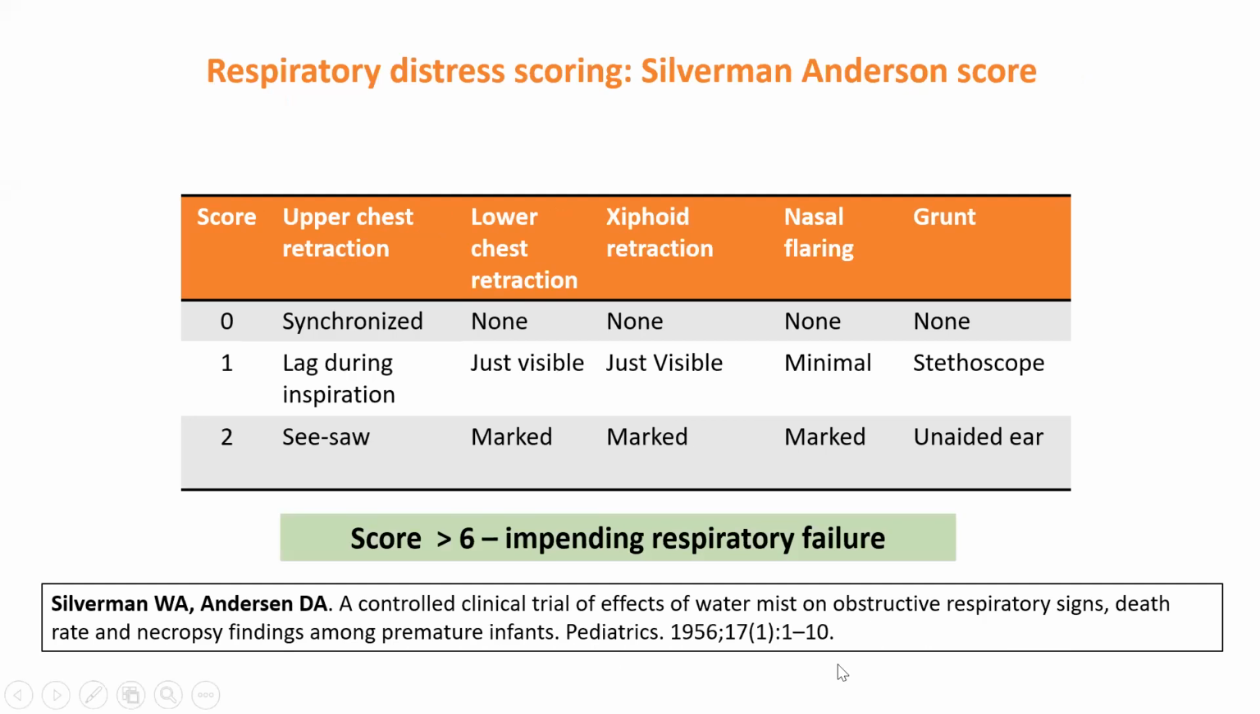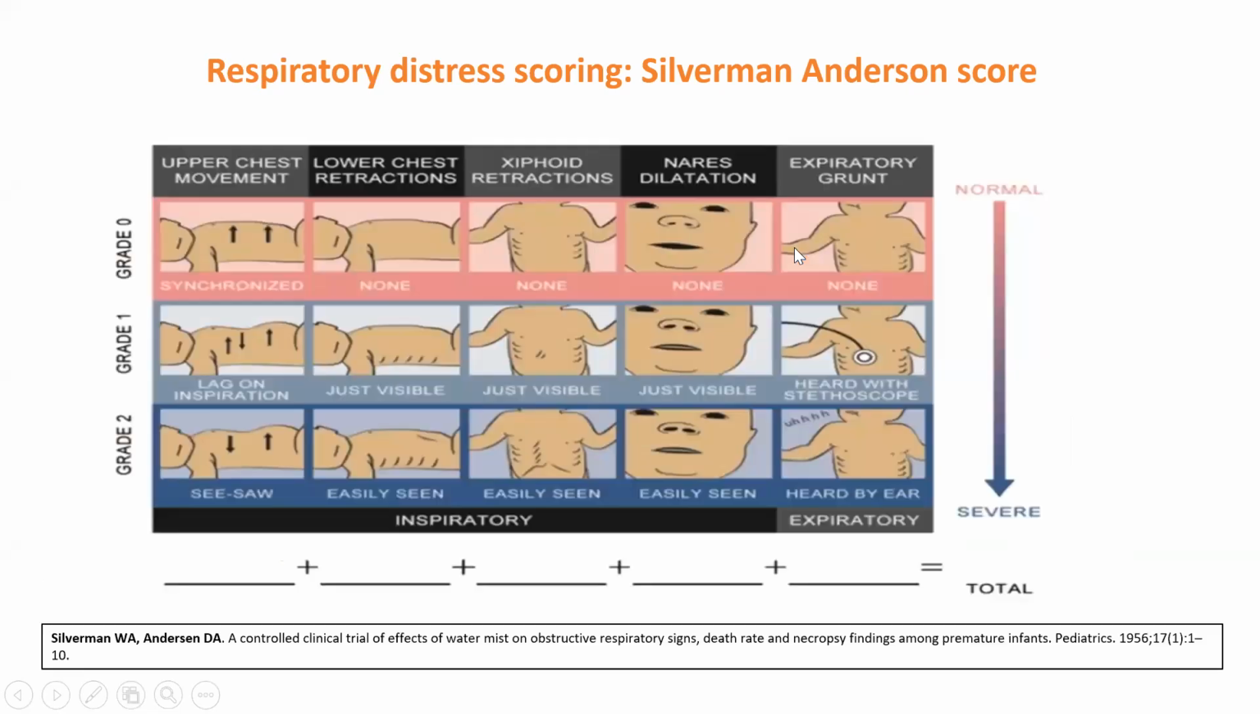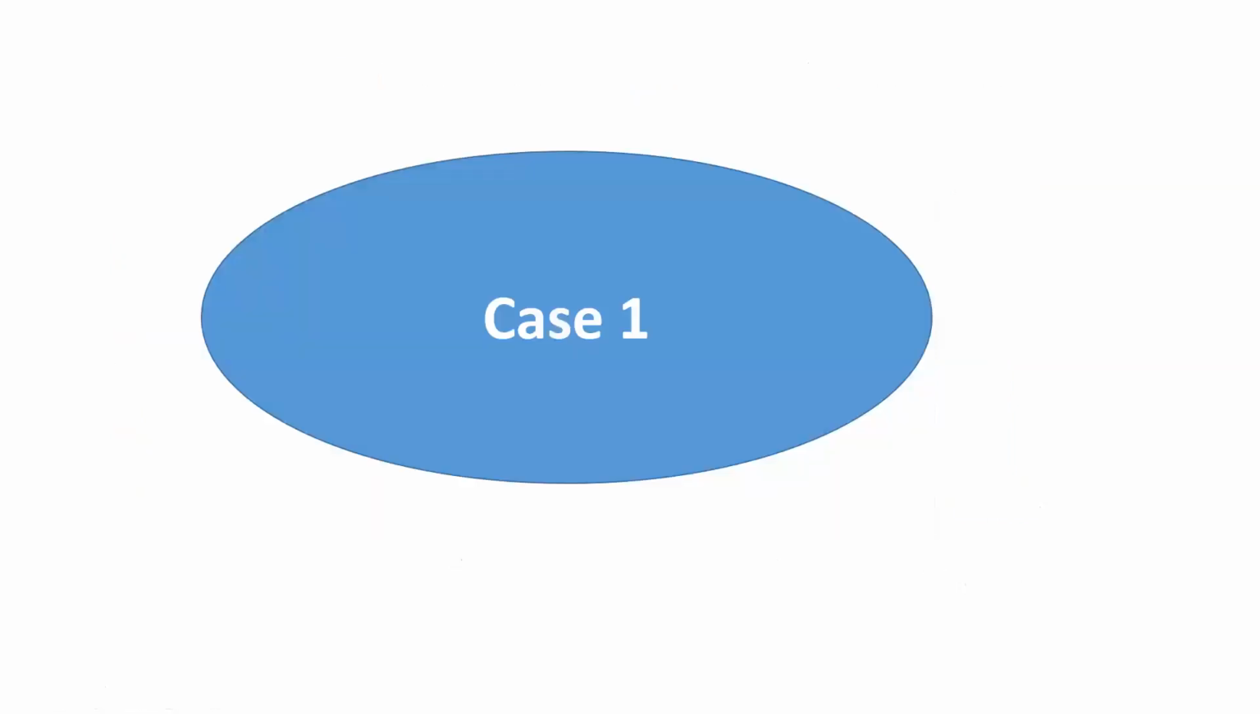Another one more so takes care of chest wall compliance and collapsibility, especially in the form of retraction. So it takes into account upper chest retraction, lower chest retraction, and xiphoid retraction, and grunting and nasal flaring are the others. This is the diagrammatic representation to look at what is called upper chest retraction and what is lower chest retraction, and then to quantify. In this score also, a score of more than 6 signifies severe distress.